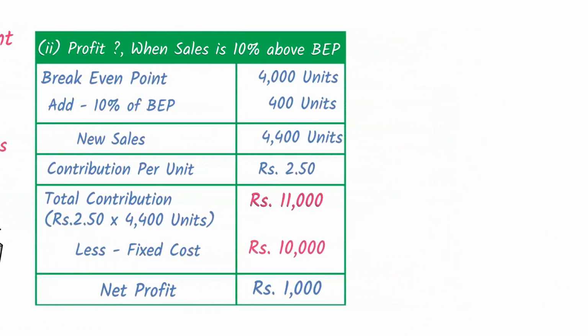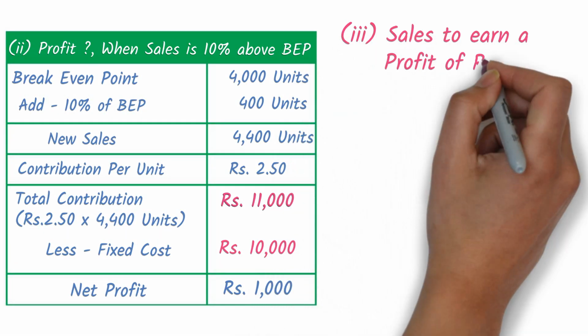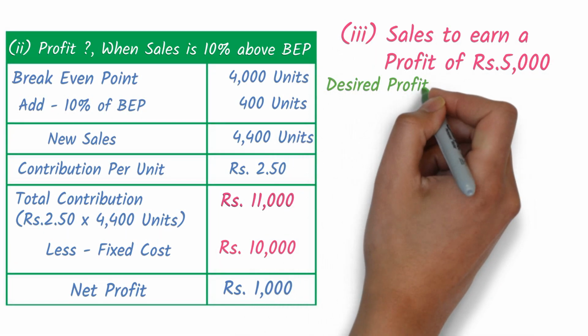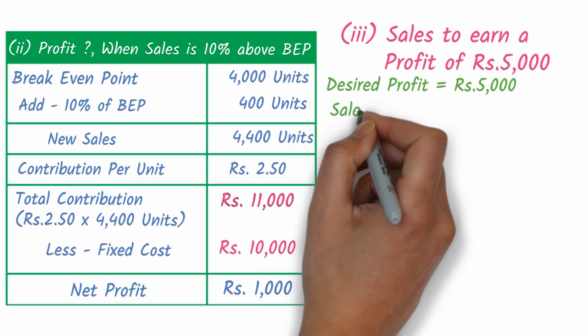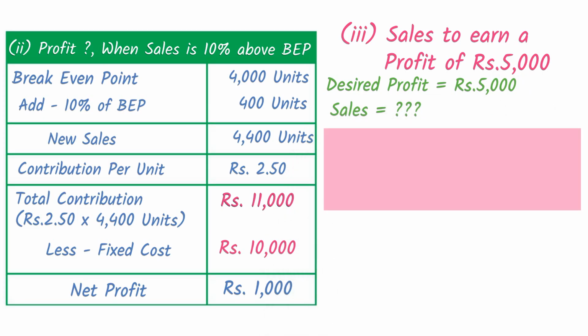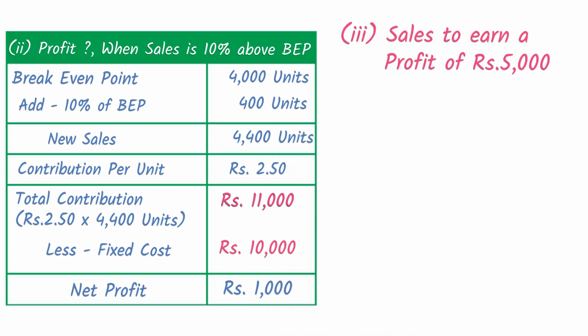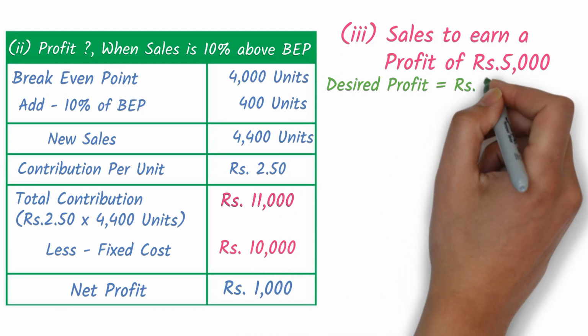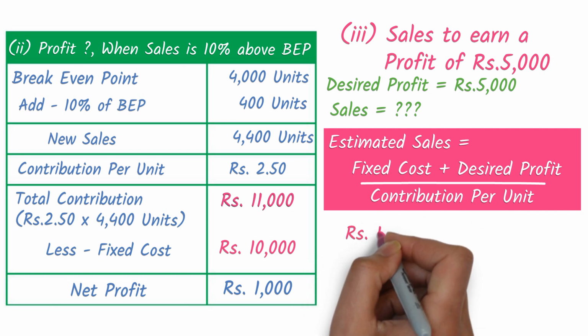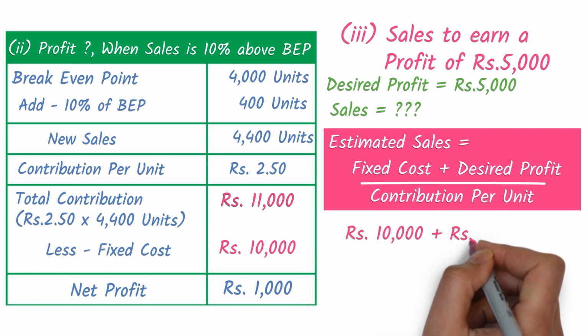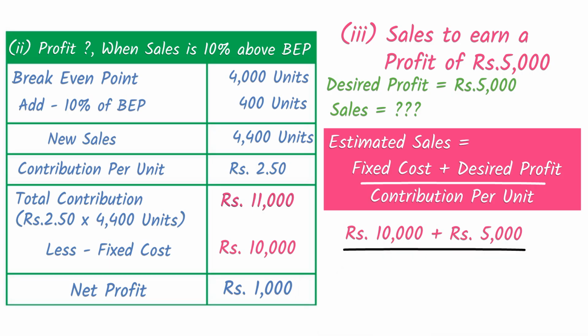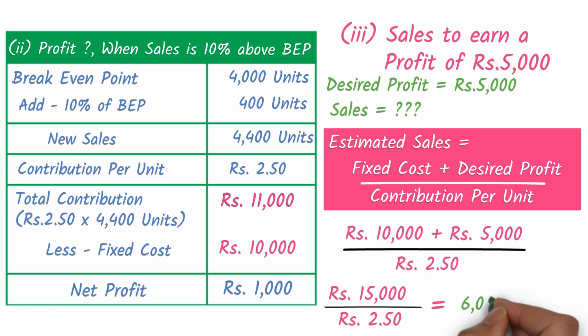The next component is we have fixed the profit, that is desired profit as 5,000. We want to know what is the sales to earn this profit. So estimated sales formula: fixed cost plus desired profit divided by contribution per unit. That is 10,000 fixed cost plus desired profit 5,000 divided by the contribution per unit. It is 6,000 units to achieve a profit of 5,000 rupees.